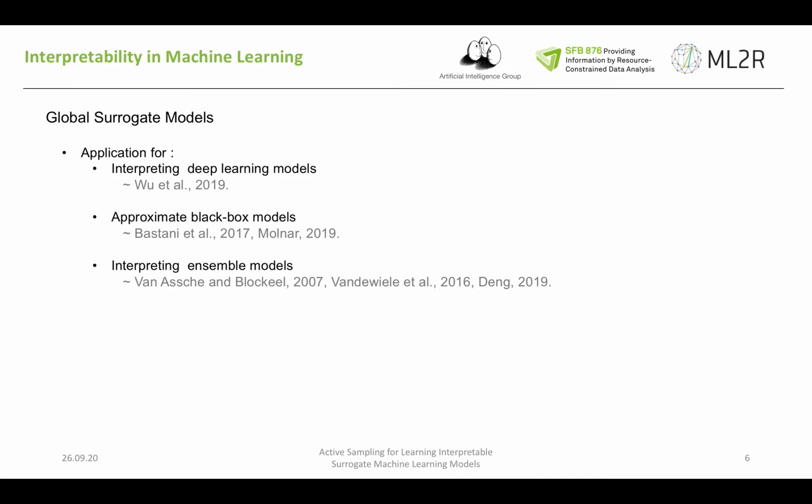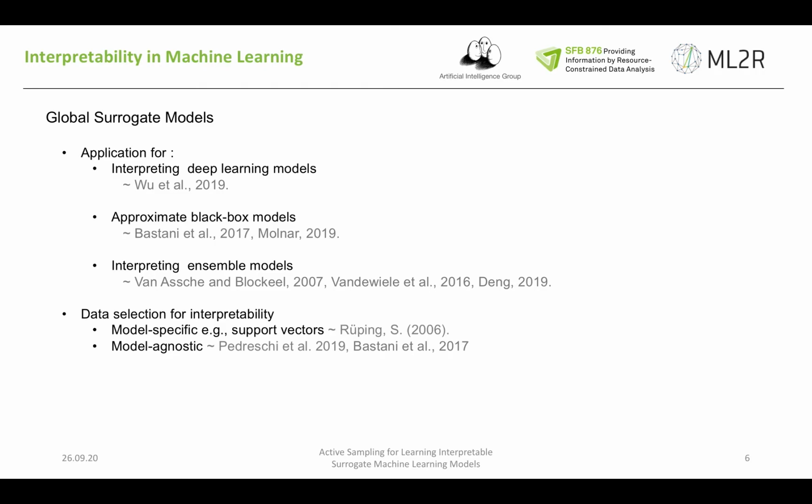Global surrogate models can be applied to interpreting deep learning models, approximating black box models, or interpreting ensemble methods. Another aspect to be considered while either learning or providing interpretation with the global surrogate model is data selection. That can be done using model-specific approaches, like expanding, for example, the data that lie within the margins of a support vector machine, or model agnostic, like the work that has been presented recently by Pedrisky et al., stating that it's more accurate to build an interpretable model for data that have high probability to belong to a decision boundary of a black box model.